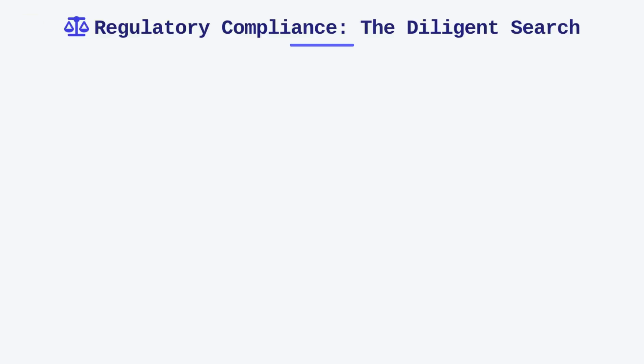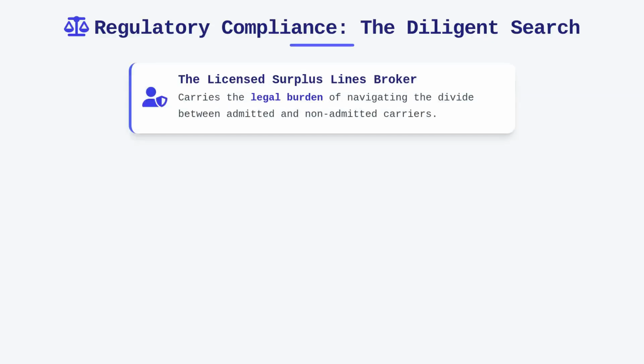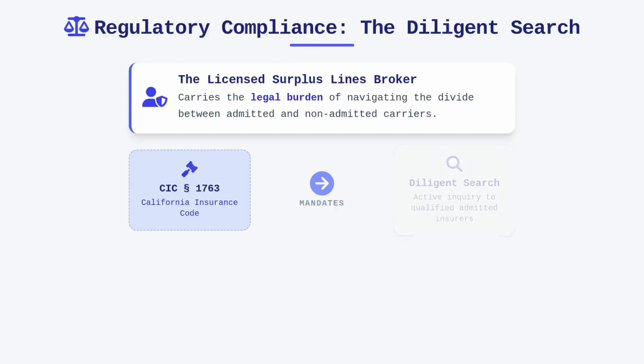The burden of navigating this regulatory divide falls directly upon a licensed surplus lines broker. A standard property and casualty agent cannot simply place a policy with a non-admitted carrier when an admitted option proves inconvenient or expensive. Under Section 1763 of the California Insurance Code, a surplus lines broker is legally obligated to ensure that a diligent search is executed across the admitted market before exporting any risk.